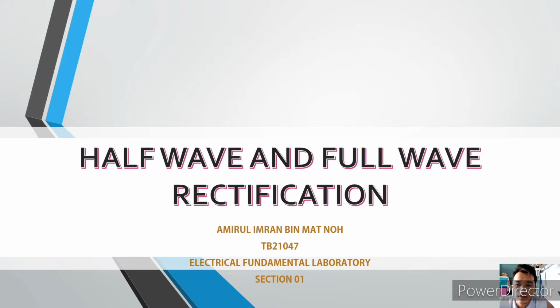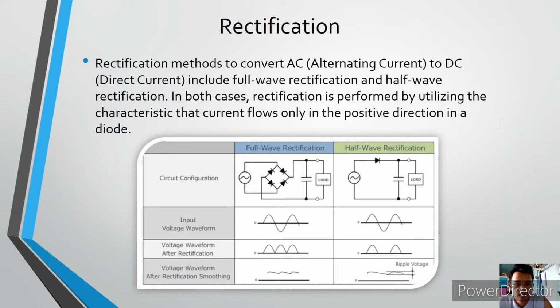Today I want to present half-wave and full-wave rectification. What is rectification? Rectification is a method to convert AC, which is alternating current, to DC, direct current. It includes full-wave rectification and half-wave rectification. In both cases, rectification is performed by utilizing the characteristic that current flows only in the positive direction in a diode.